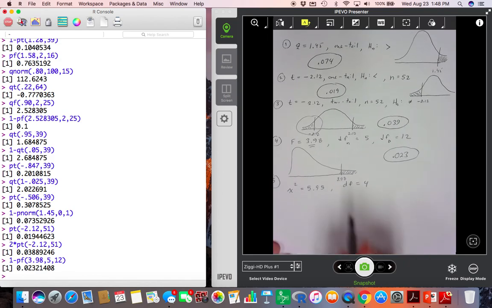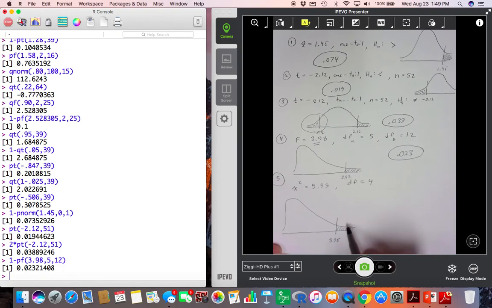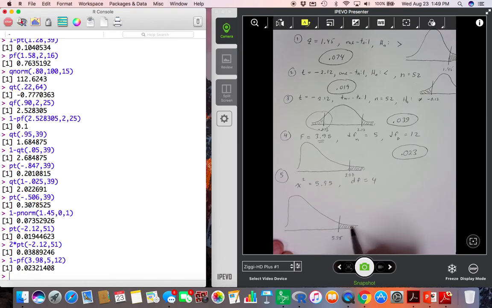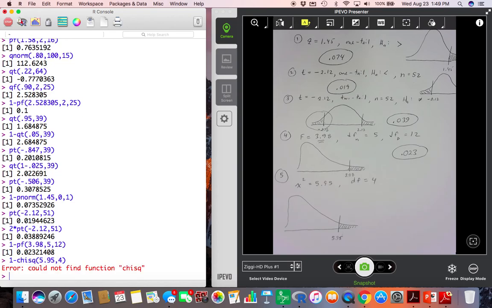The chi-square statistic works the same way. The chi-square statistic is also a right-skewed distribution. So at 5.95, just like the F distribution, we only want the probability to the right of 5.95. So again, I'm going to go 1 minus chi-square, 5.95, degrees of freedom 4.